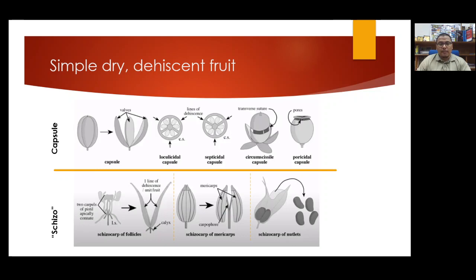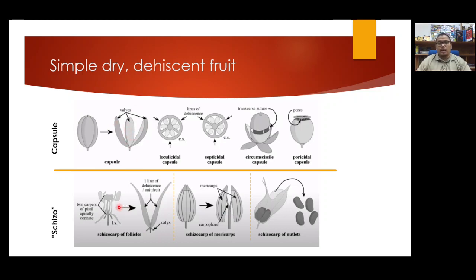A capsule is just a dry dehiscent fruit that is more than one carpel. That is the difference between a legume and a follicle and a capsule. Follicle and legume are one carpel. These are more than one carpel. You can see that here we have one with three locules, and they open in different ways.